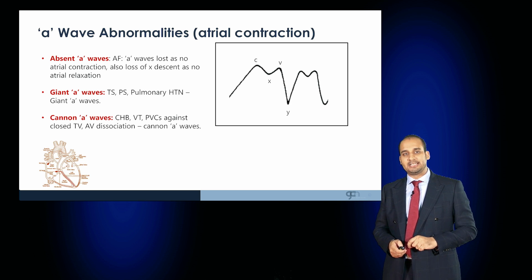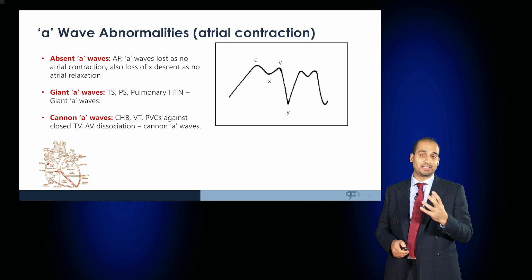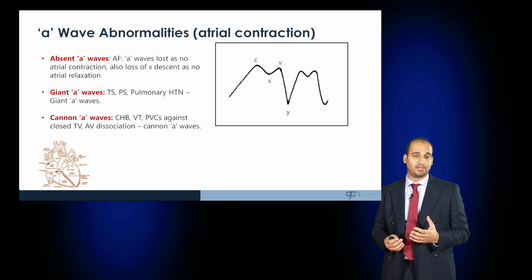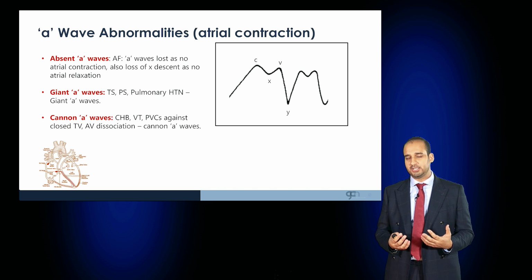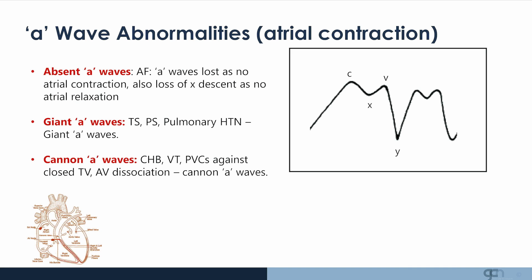Specific wave abnormalities. Remember that the A wave corresponds to atrial contraction and the X descent is atrial relaxation. Now in conditions such as atrial fibrillation, where the atria are not contracting, they're fibrillating, you lose the A wave as well as the X descent. A giant A wave would mean that the pressure during atrial contraction is increased. So anything that would force the atria to increase its pressure, for example, an outflow obstruction caused by tricuspid stenosis or pulmonary stenosis or advanced pulmonary hypertension, would result in giant A waves.